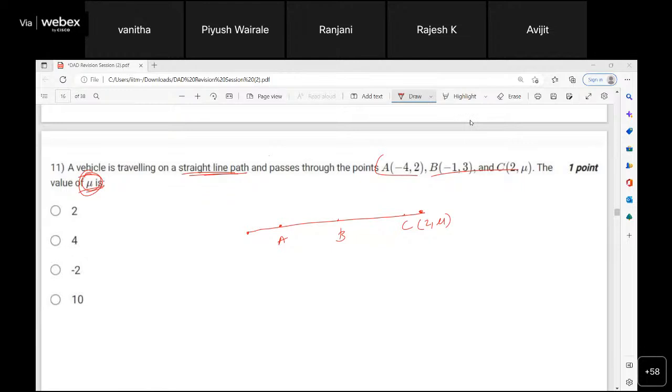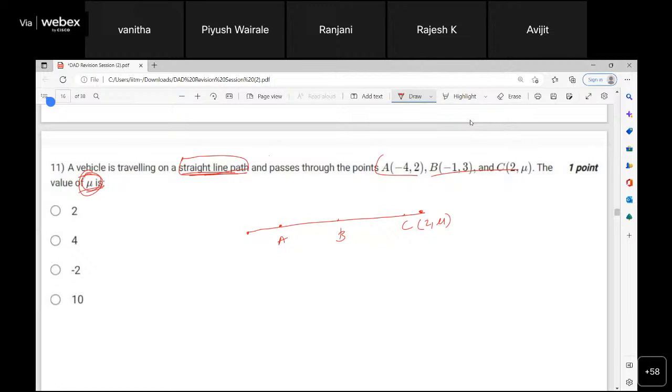Can you hear me now? Yes. So the slopes are the same for all the line segments. You take the slope of AB and equate it to BC. So you get an equation in terms of mu, and then you solve for mu.